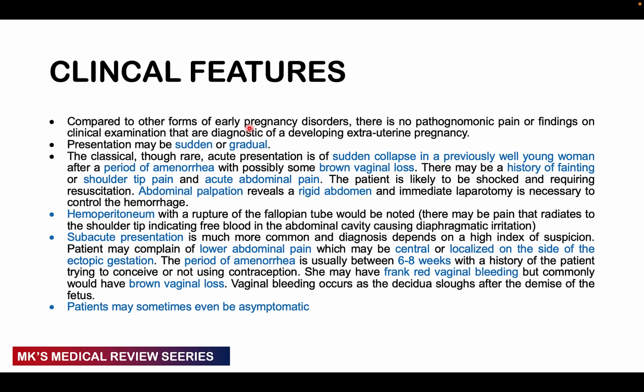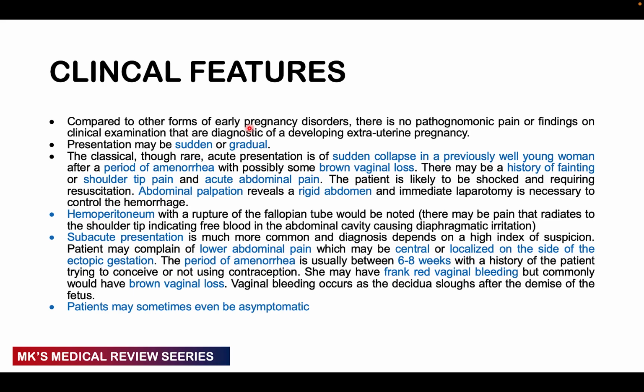though you get a rare presentation, you may see that they get this acute presentation where they collapse in a previously very well young woman, and of course they have a period of amenorrhea where they're not attending their periods. Then of course they have this brownish vaginal discharge. Whenever you see this history of fainting, the history of amenorrhea, the history of this brown vaginal discharge, sometimes there may even be some abdominal pains, then you should think of ectopic pregnancy. Do a Gravindex test. If it is positive, you order an ultrasound and you realize that the uterine cavity is empty, then most likely this person has an ectopic pregnancy.